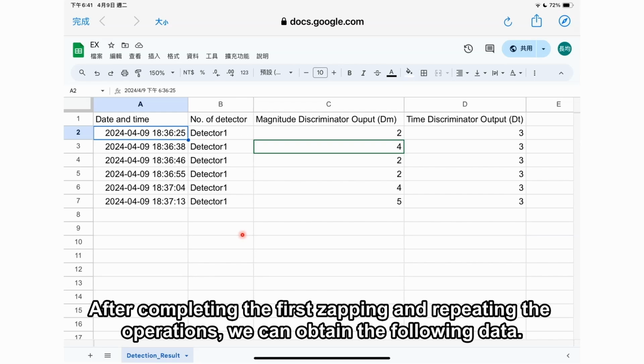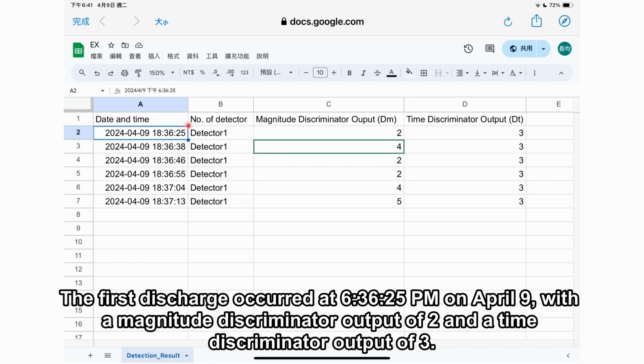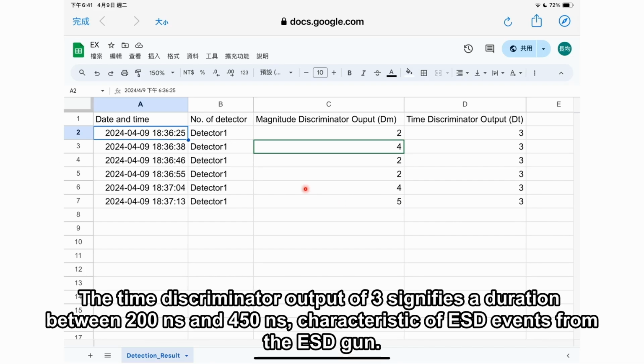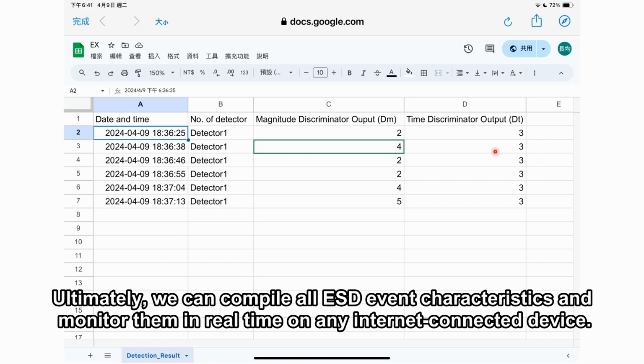After completing the first step and repeating the operations, we can obtain the following data. The first discharge occurred at 6:36 and 25 seconds p.m. on April 9th, with a magnitude discriminator output of 2 and a time discriminator output of 3. The last ESD discharge took place at 6:37 and 13 seconds p.m., with a magnitude discriminator output of 5 and a time discriminator output of 3, indicating it was the strongest of the discharges. The time discriminator output of 3 signifies a duration between 200 nanoseconds and 450 nanoseconds, characteristic of ESD events from the ESD gun.